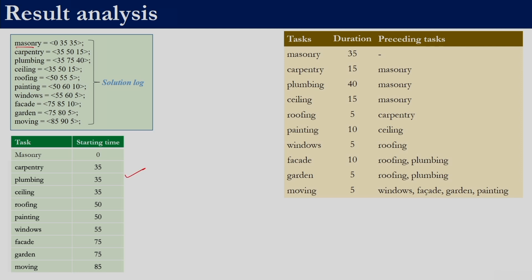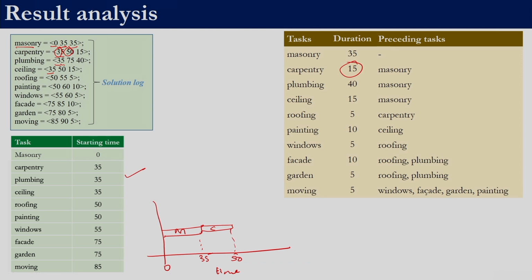It indicates masonry is to be started at 0, it has a size of 35 and it will complete at 35. So, if we have a Gantt chart over here wherein this is time, the masonry work is to start at 0 and it will go on for 35. So, this is masonry. After that carpentry starts at 35, completes at 50. Let us say this is carpentry. This is 50. The duration of carpentry, if you remember, is 15.